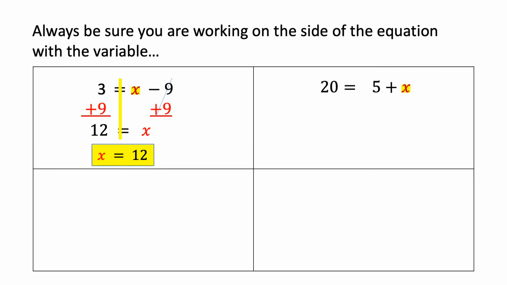In this equation as well, if you look at the right side of the equal sign, that's where we find x. So we draw a line through our equal sign.